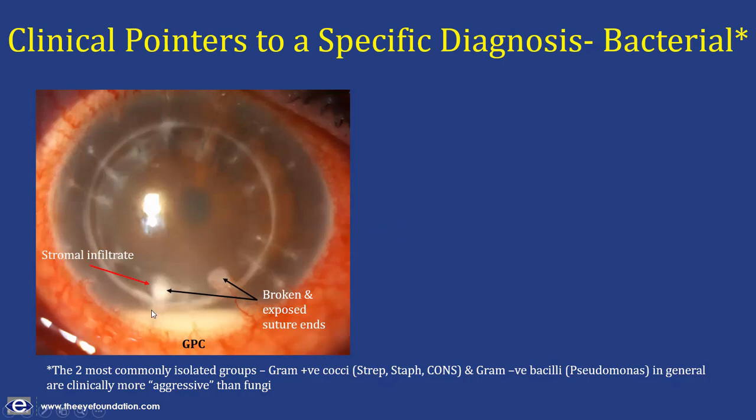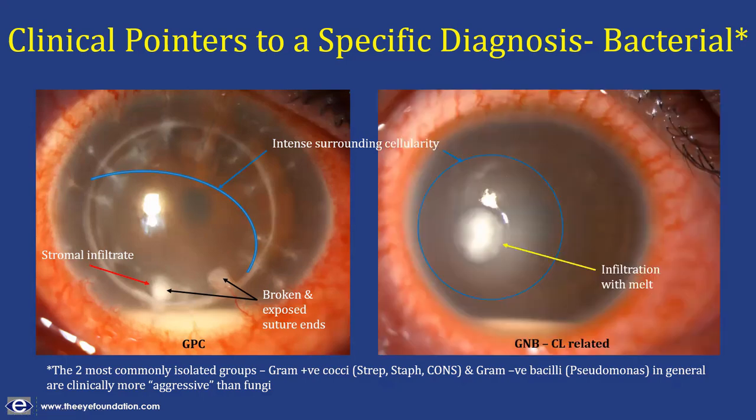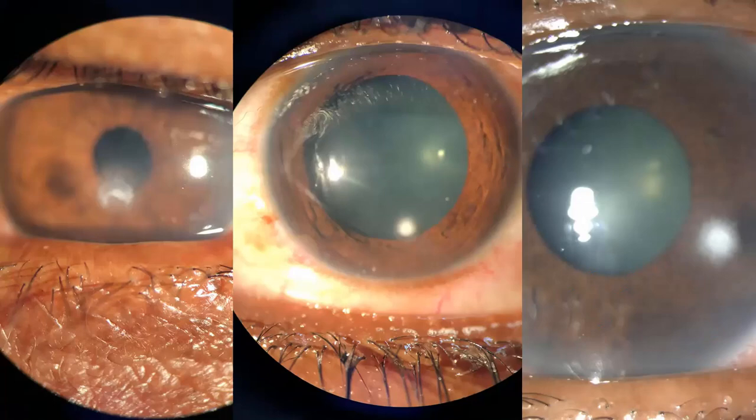And for the size of the infiltrate, there is a disproportionate amount of hypopyon. And you can also see what has been described as the ground glass haze, or the intense corneal cellularity that surrounds the corneal infiltrate itself. The frame to the right shows a gram-negative bacillus induced contact lens related ulcer. Once again, a significant ulceration with some amount of stromal lysis and melt with an intense amount of surrounding cellularity. And these obviously point towards a bacterial keratitis, at least the groups described here.